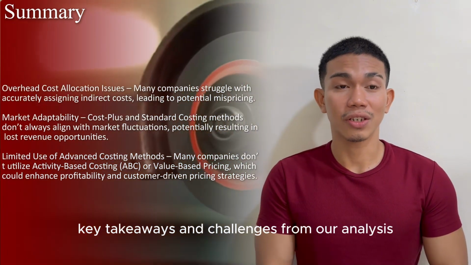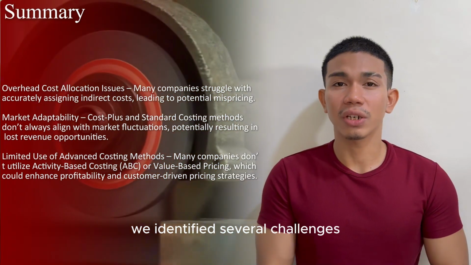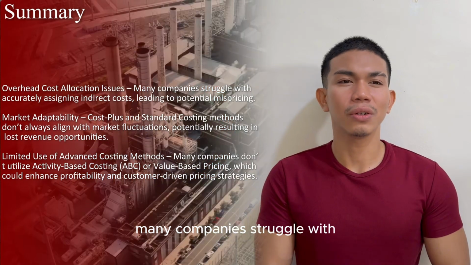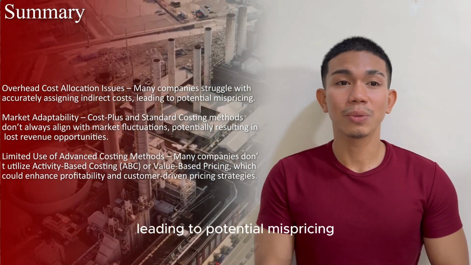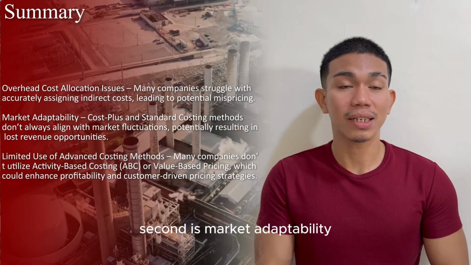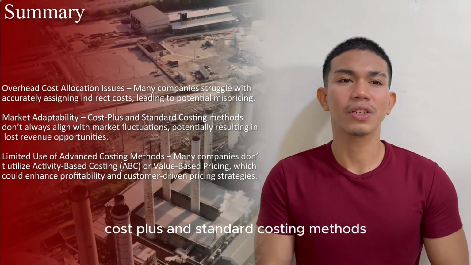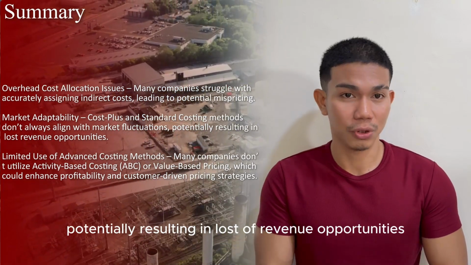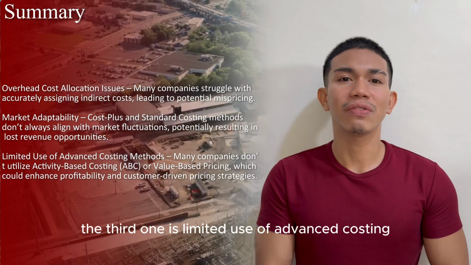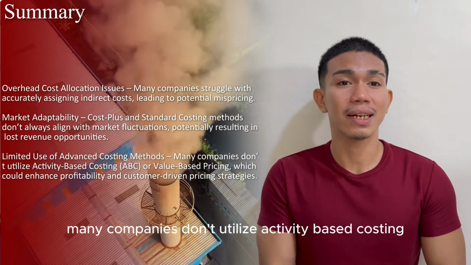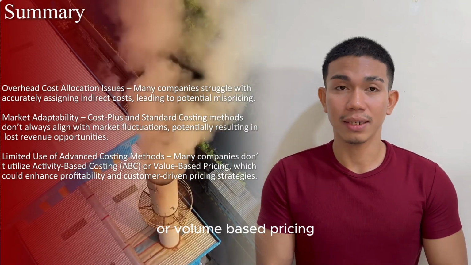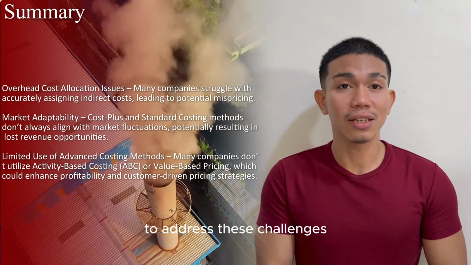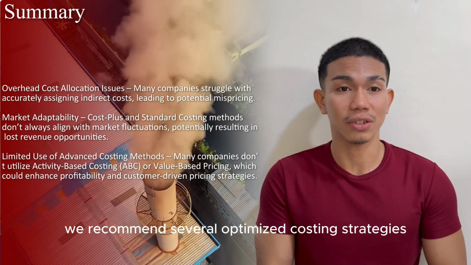Key takeaways and challenges. From our analysis, we identified several challenges. The first one is overhead cost allocation issues. Many companies struggle with accurately assigning indirect cost, leading to potential mispricing. Second is market adaptability. Cost-plus and standard costing methods don't always align with market fluctuation, potentially resulting in lost revenue opportunities. The third one is limited use of advanced costing methods. Many companies don't utilize activity-based costing or value-based pricing, which could enhance profitability and customer-driven pricing strategies. To address these challenges, we recommend several optimized costing strategies.